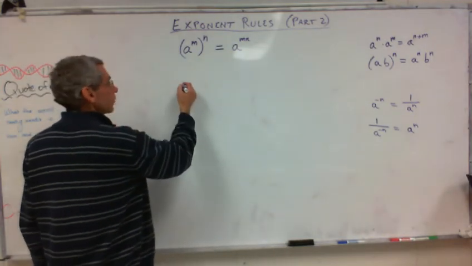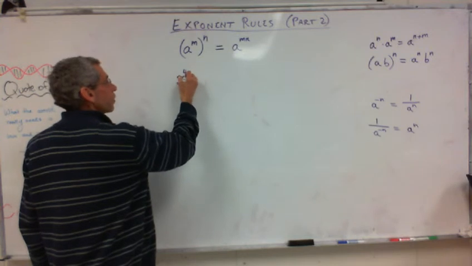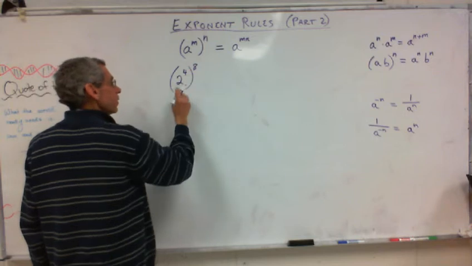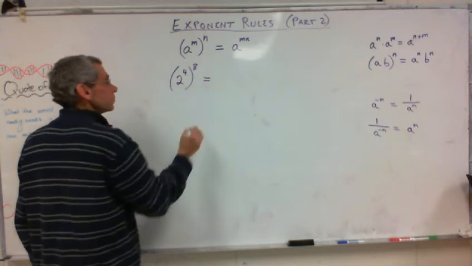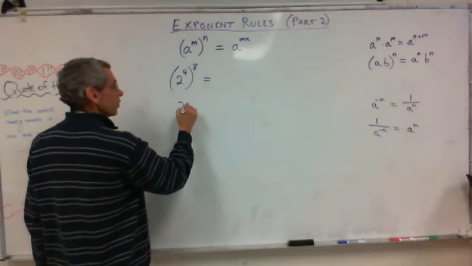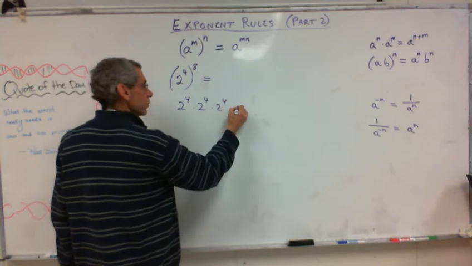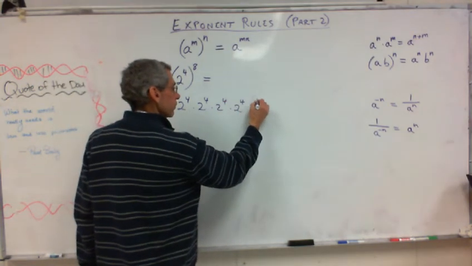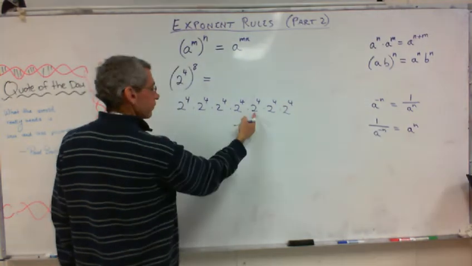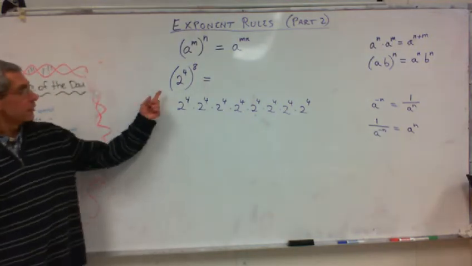I'll first use a number first, okay? So if I had 2 to the 4th power raised to the 8th power, all right? What that means is this. That means 2 to the 4th times 2 to the 4th times 2 to the 4th. Why did I use a big number? Jeez Louise. That's what that means, right? Isn't that what that means?